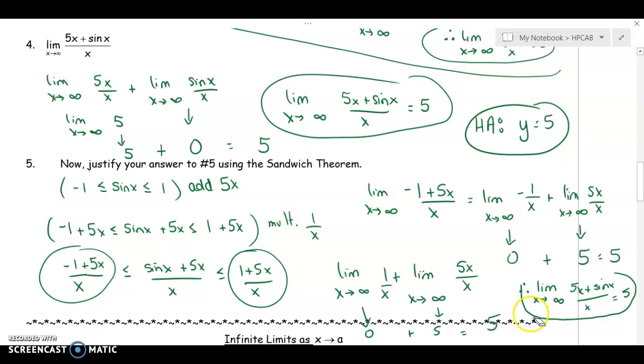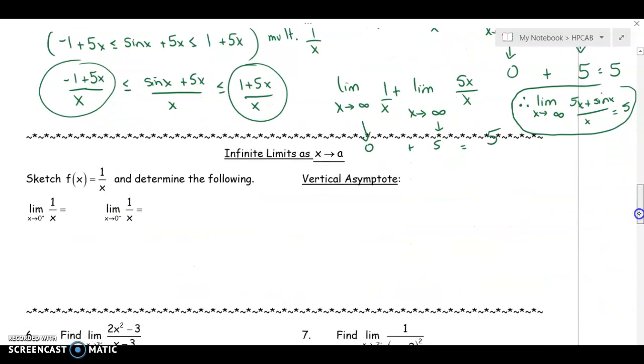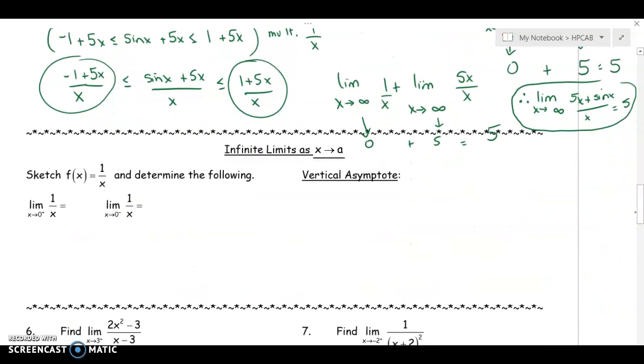So we're going to move on to the next part, which is infinite limits as x approaches a. We're going to sketch f of x equals 1 over x and determine the following: the limit as x approaches 0 from the right and the limit as x approaches 0 from the left. So 1 over x, common graph, we did this at the beginning of this note sheet.